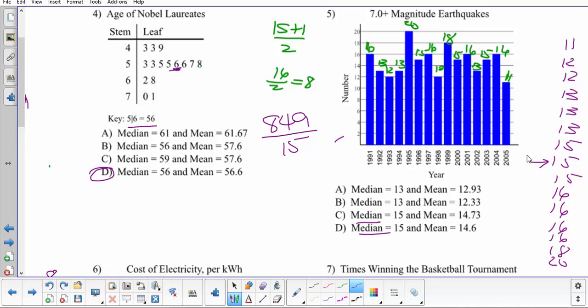Plus 16 times 4, plus 18, plus 20, and we get a total of 221, which we divide by 15 to get an answer of 14.73. So C is the correct answer.